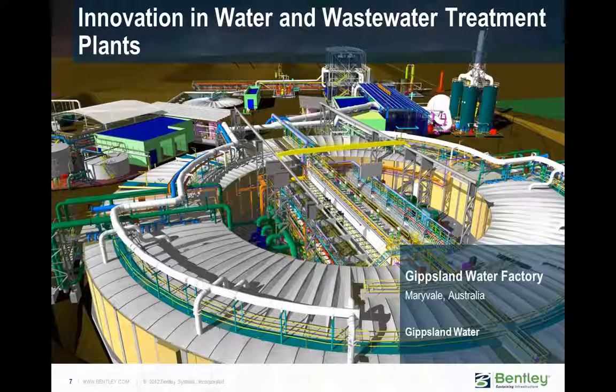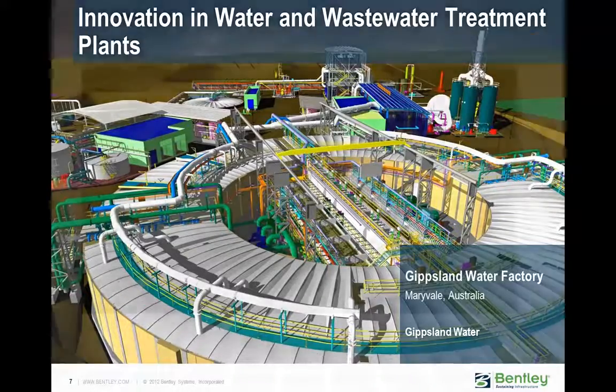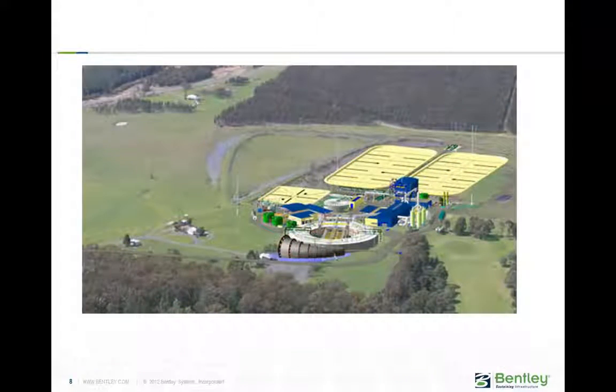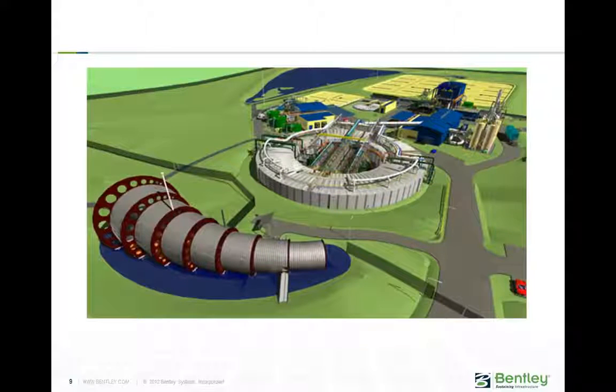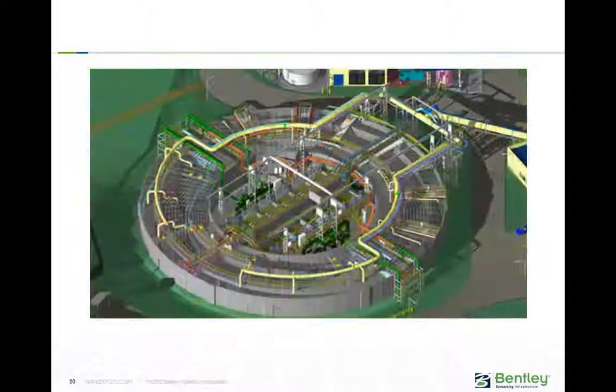The first project I would like to show you is a $253 million Gippsland water factory in Victoria, Australia. It provides a sustainable solution for treating up to 35 million liters per day of domestic and industrial wastewater. This facility generates high-quality recycled water to save about 3 billion liters of fresh water each year. The project team used AutoPlan and ProSteel to deliver the project on time and on budget.